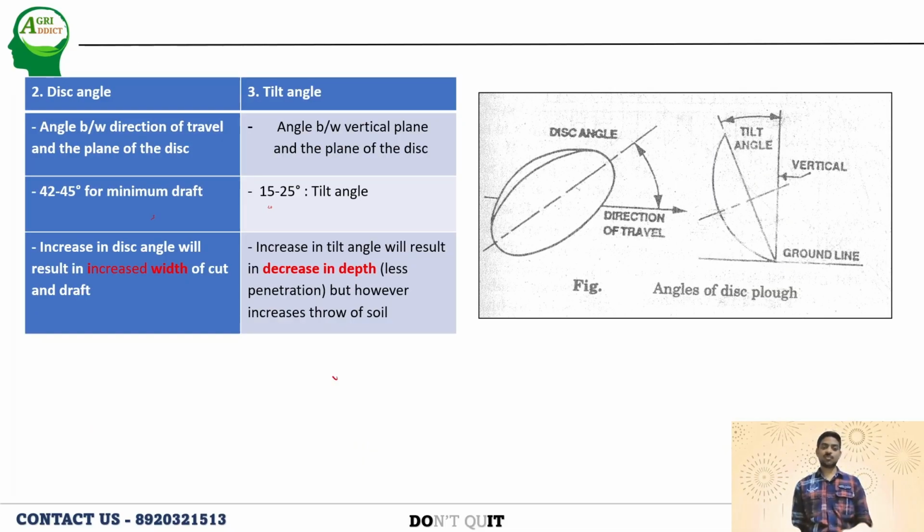And this is also very important. What is a disc angle? What is a tilt angle? Tilt angle is nothing but the angle to which degree the disc is tilted. And disc angle is the angle made by the disc to the direction of travel. It is very clear in the picture: the direction of travel and the angle the disc has made is the disc angle. And for the vertical surface, the extent to which the disc is tilted with respect to the vertical line is the tilt angle. Okay.